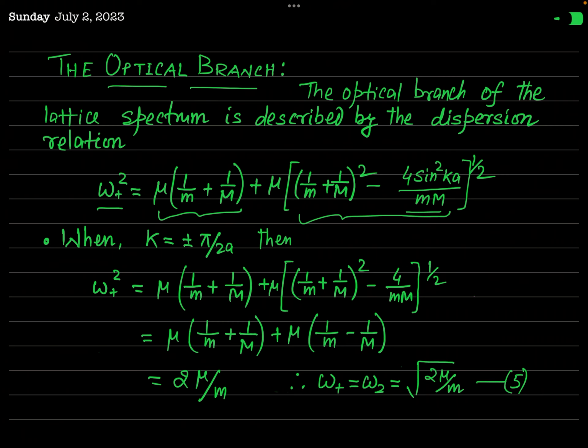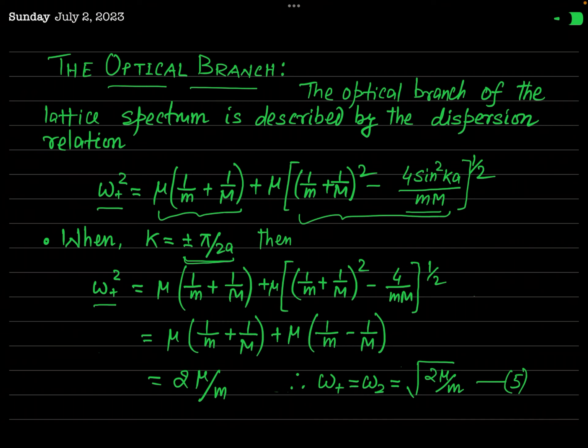Now let us again find the value of omega plus square when k is equal to plus minus pi by 2a. That is, we are now going to find the value of the frequency of the optical branch at the boundaries of the first Brillouin zone.